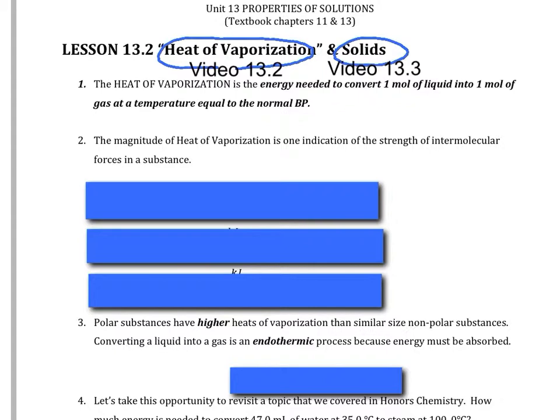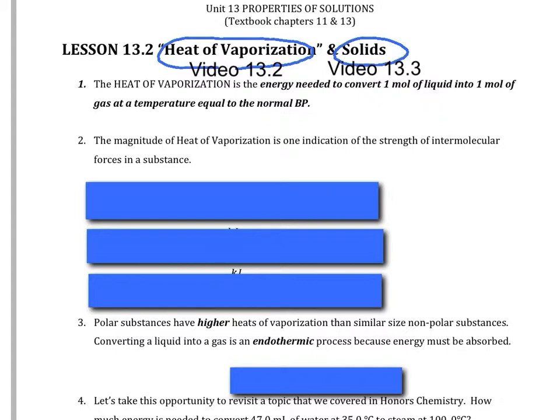So let's talk about the heat of vaporization. Basically what we're talking about is the energy it takes to change a liquid into a gas, or the reverse, the energy that must be removed to turn a gas into a liquid. By definition, the heat of vaporization is per mole, or it could be per gram. Either way, this is a constant for each substance. And let's take a look at the magnitude and compare that to the strength of the intermolecular forces involved.